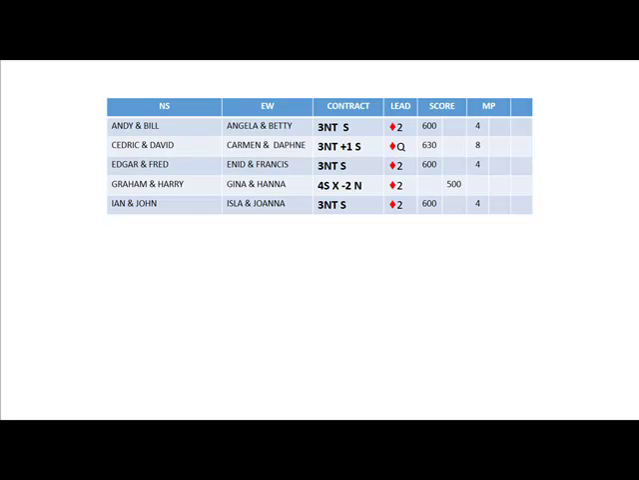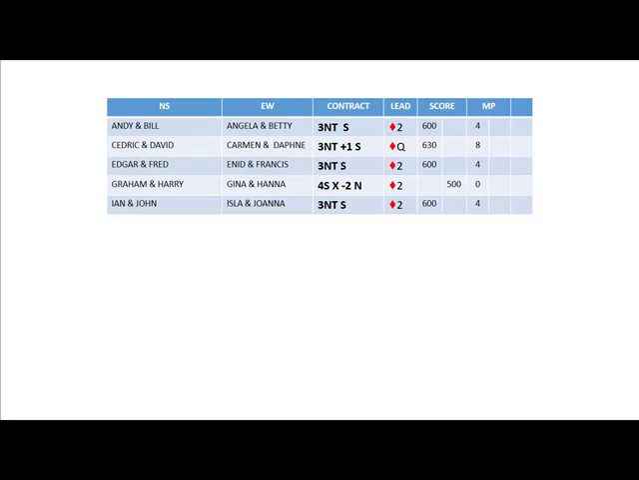Graham and Harry, of course, didn't do better than anybody or the same. Not surprisingly, they get 0 points. So those are the match points for the North-South pairing. What about the East-West pairing? They should be getting match points as well.